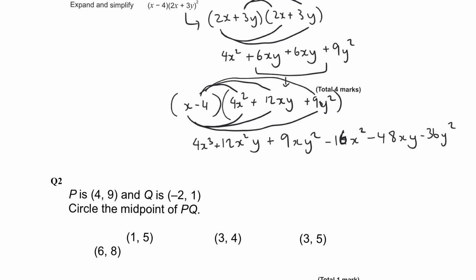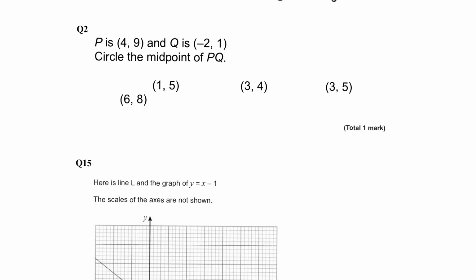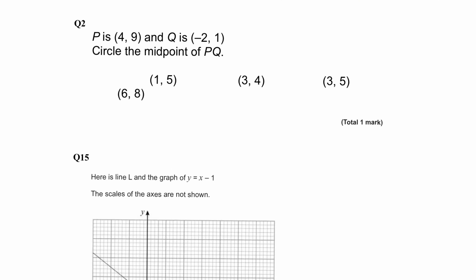Okay, so having a look at question 2. Question 2 is basically, it's given us a point P and point Q, and it wants us to work out the midpoint. All of these, the 1, 5, 3, 4, the 3, 5, and the 6, 8 are different answer options. So the formula for working out the midpoint is your x's added together, divided by 2, and your y's added together, divided by 2.